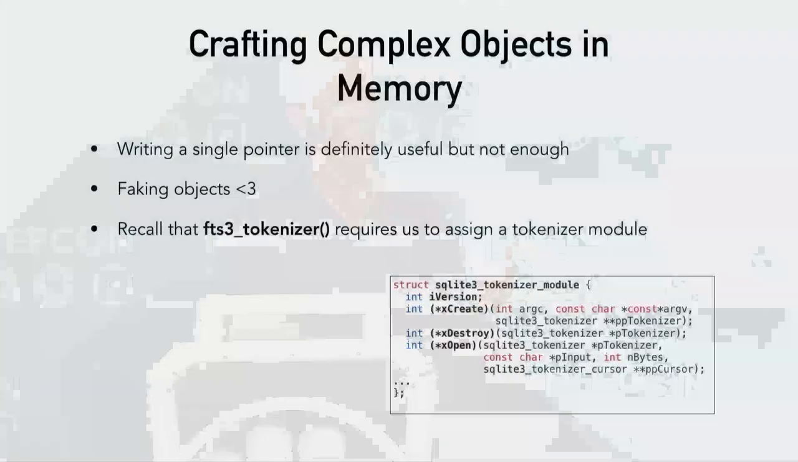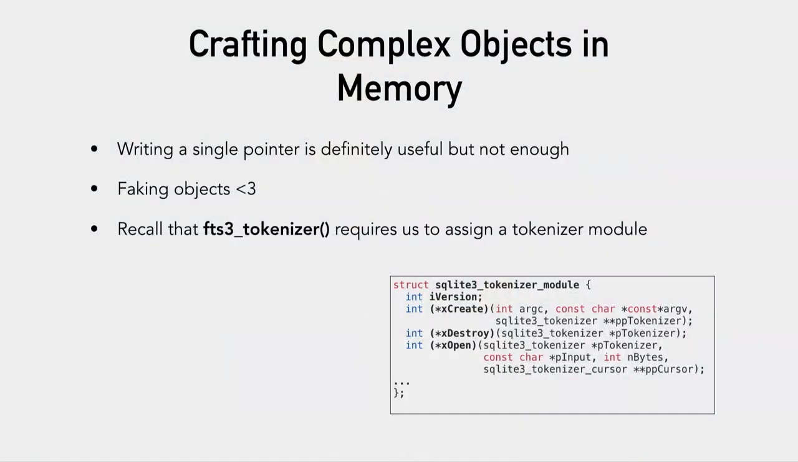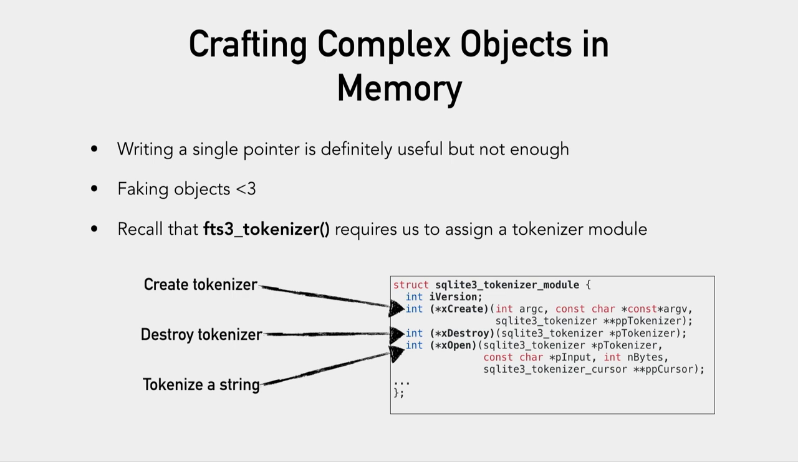Let's talk about faking objects in memory. Because writing a single pointer is definitely useful, but it's not enough, right? We all want to fake objects in memory. It's a really powerful primitive. And if you recall, FTS tokenizer actually requires us to assign a tokenizer module, so we need to fake one. And a tokenizer module is the following struct. We don't really care about most of it. It starts with an integer, and then it has three function pointers.